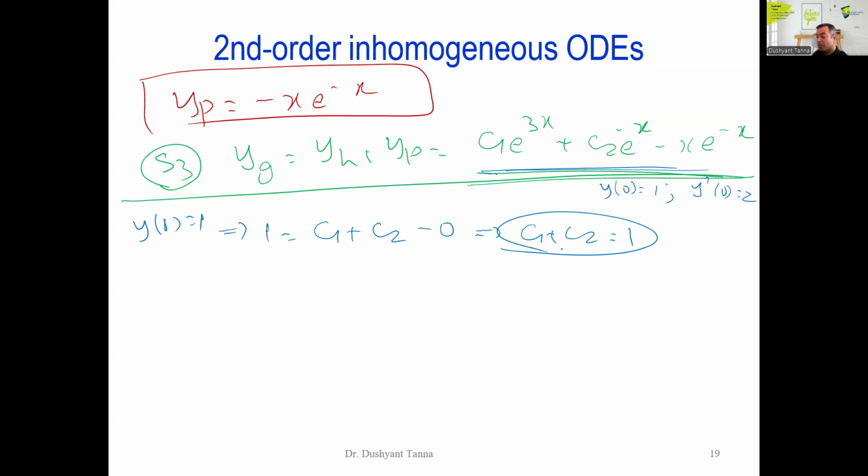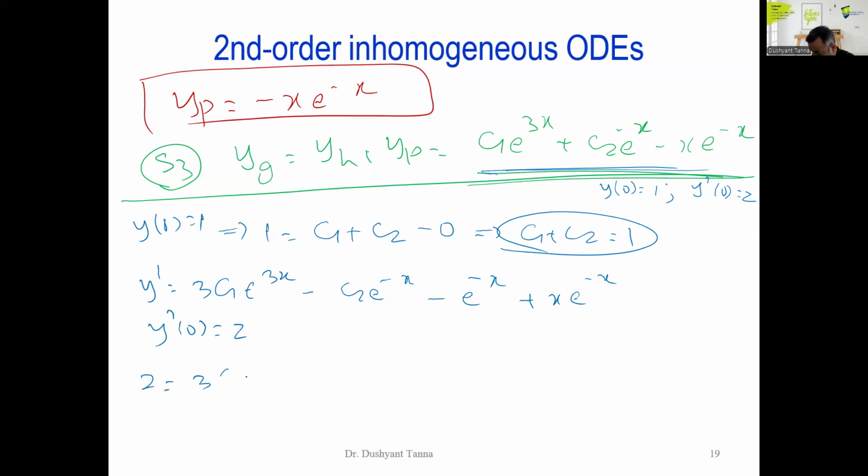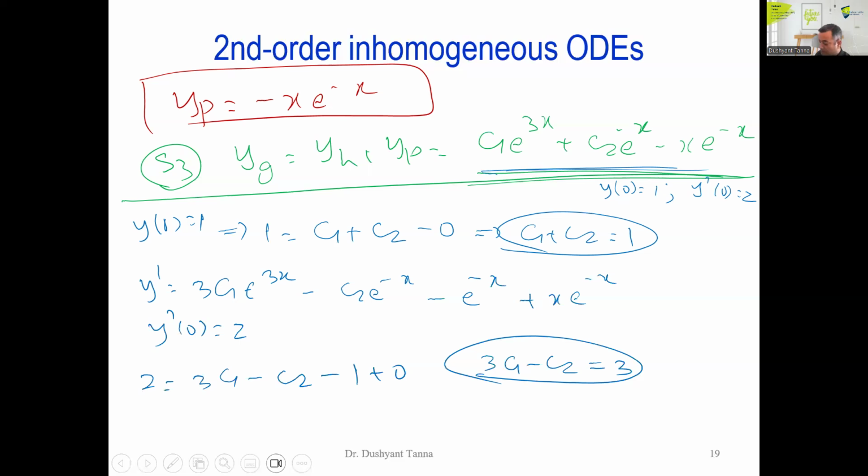Okay. Now the second equation, you have to differentiate it. So y dash is 3c1 e raised to 3x minus c2 e raised to minus x, product rule over here, e raised to minus x plus x e raised to minus x. We got y dash 0 is 2. Therefore, 2 is equal to 3c1 minus c2 minus 1 plus 0. Once you simplify it, 3c1 minus c2 is 3, right? And then you've got two equations, okay?